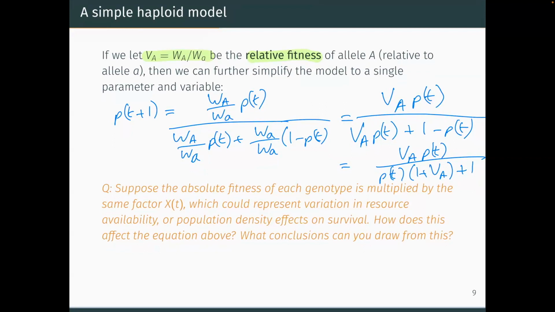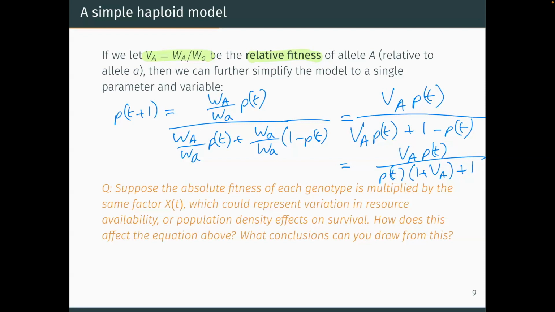I heard about? Yeah, so this could represent some variation in resource availability. You know, resources might vary between seasons or over a long period of time. There could be population density effects on survival as well that affect both of our genotypes the same. What we want to know is how does this affect the equation above, and ultimately how does this affect selection in terms of these alleles? Any ideas? So if we're multiplying both of our fitnesses by the same thing.